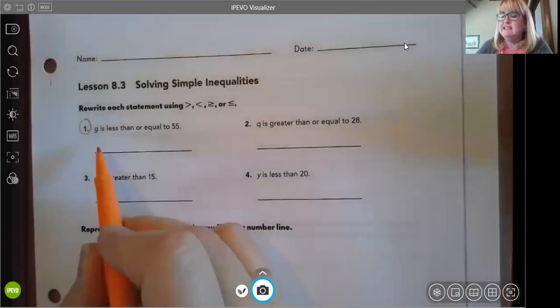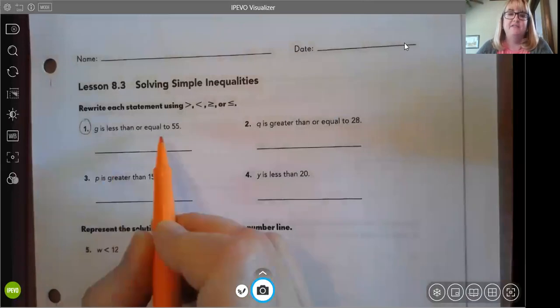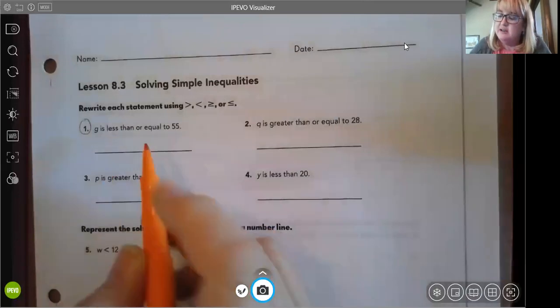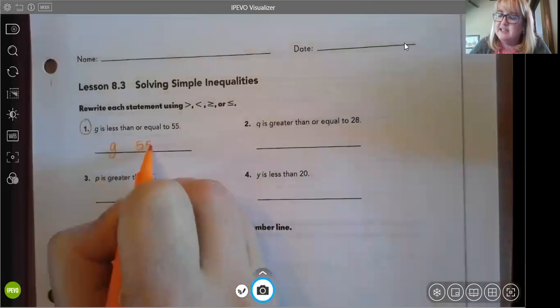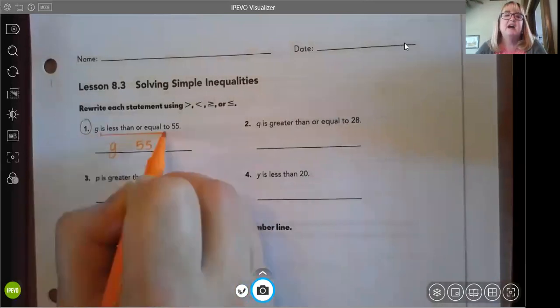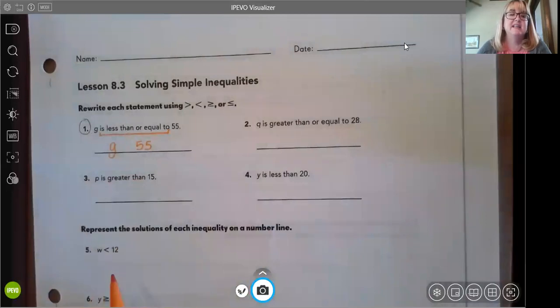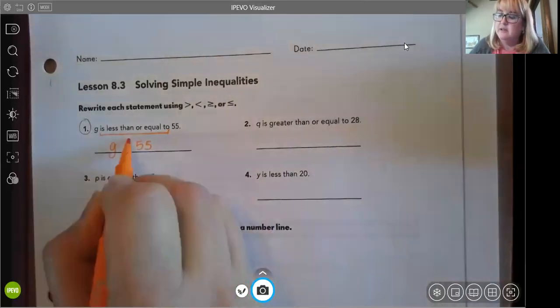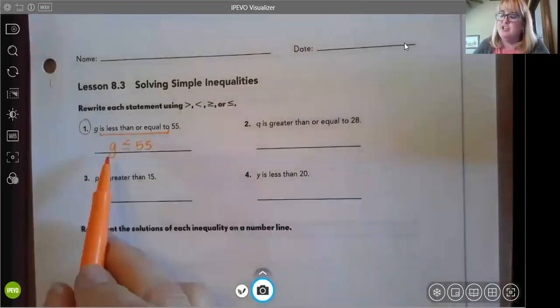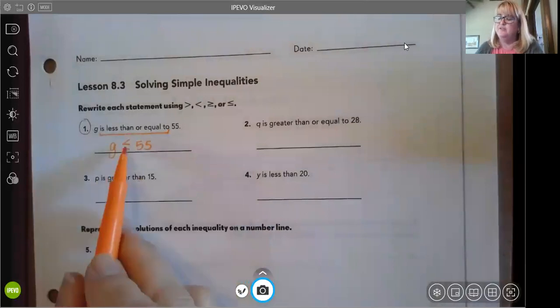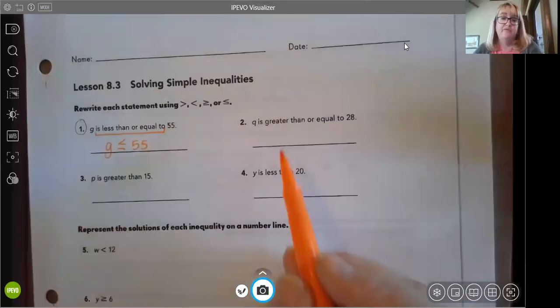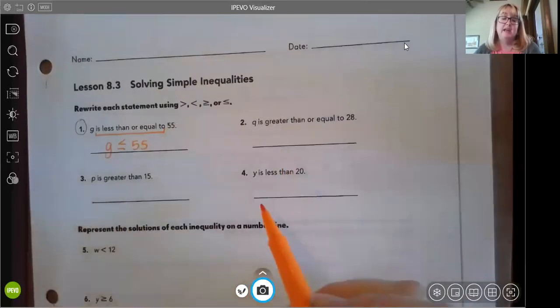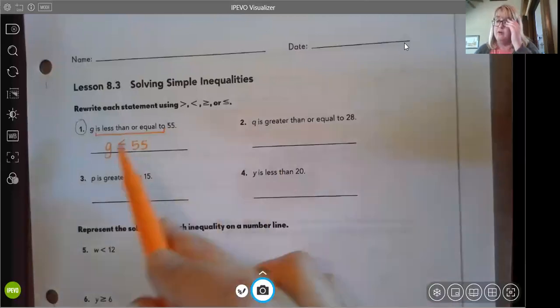Okay, G is less than or equal to 55. So I'm going to write G, and I'm going to write 55. Is less than or equal to, that is my sign. Well, which sign is less than or equal to? It goes like this. G is less than or equal to 55. So I want you to try the others for 2, 3, and 4. It is an inequality in verbal form, and we're changing it to algebraic form.